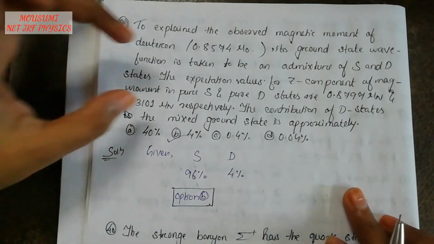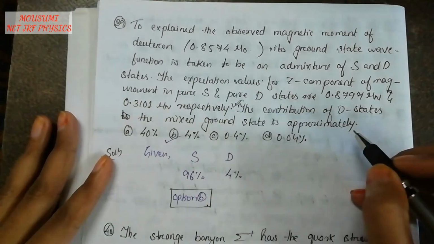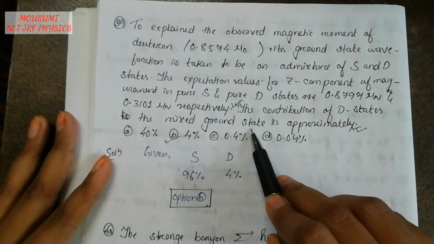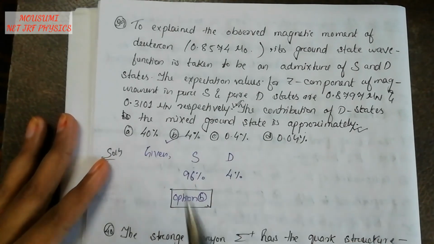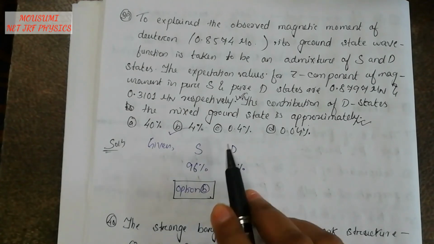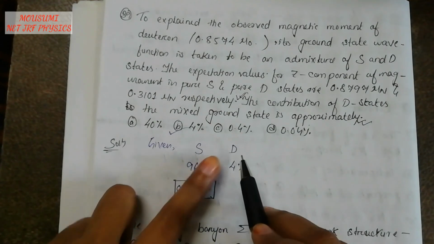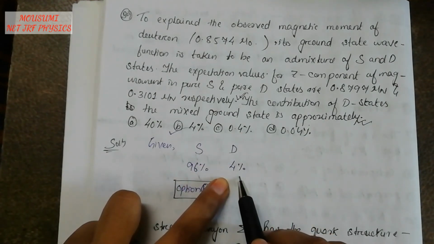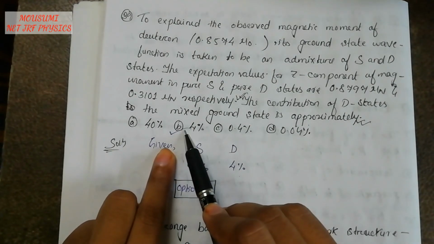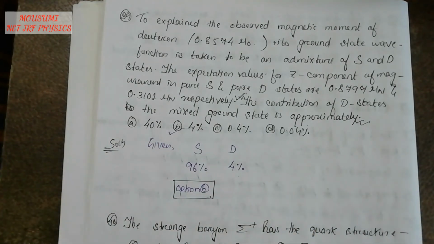For this, leaving this part, because the initial part is just theory, we have to give main stress to the contribution of D states in the mixed ground state. We already know in S state its contribution is 96%, and in D state the contribution is 4%. So it's very simple, the contribution in the D state is 4%. So it is option B. It comes out directly, you don't have to think very long about it.